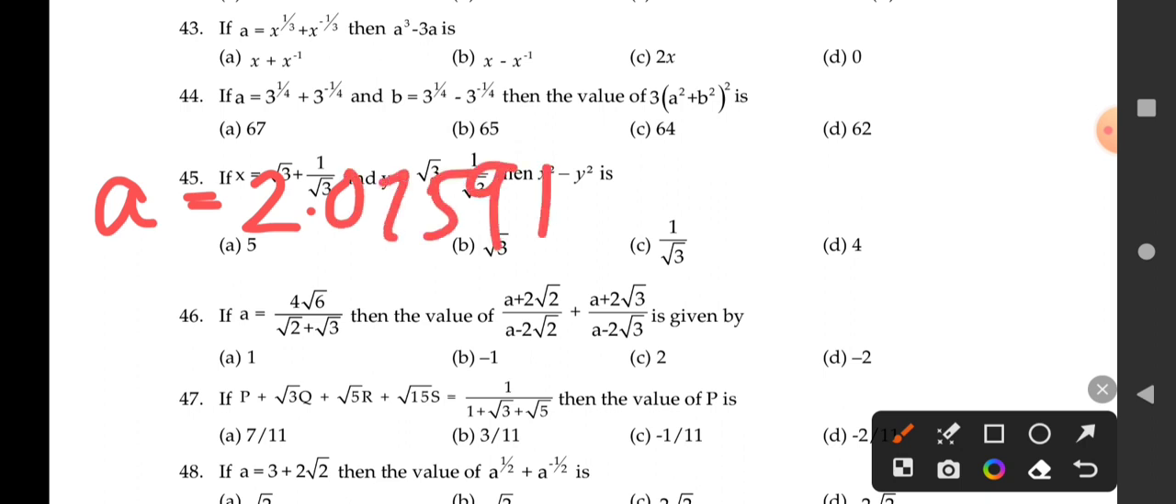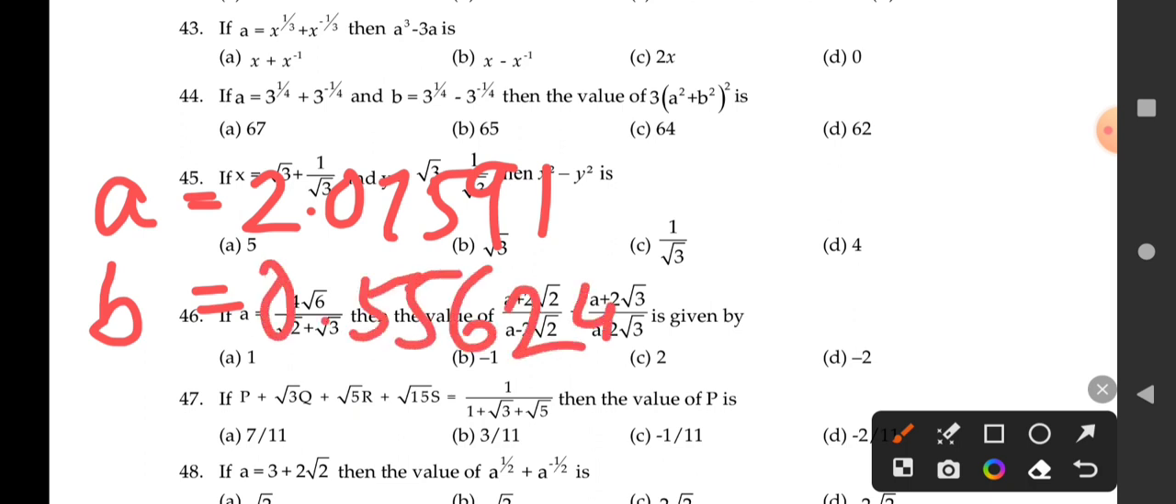2.07591. And what is B equals to? Again 3, 2 times square root, memory plus, divide equals to memory minus, memory recall. You get 0.55624. Now A square plus B square. So A square is 2.07591 square, memory plus, then 0.55624 into equals to memory plus, memory recall whole square into 3. You get 64. Option number C.